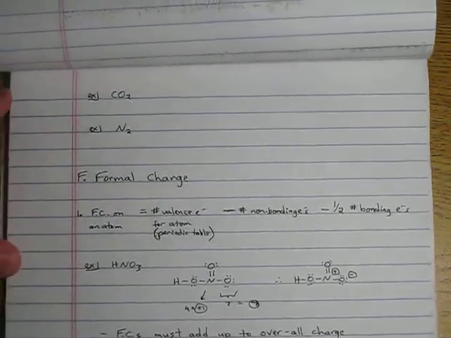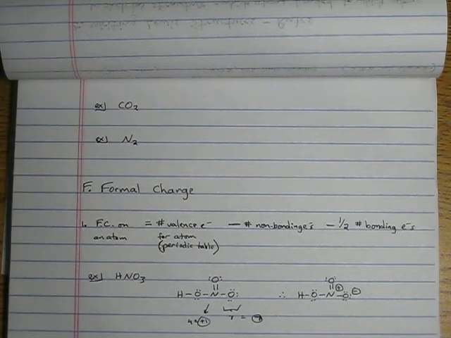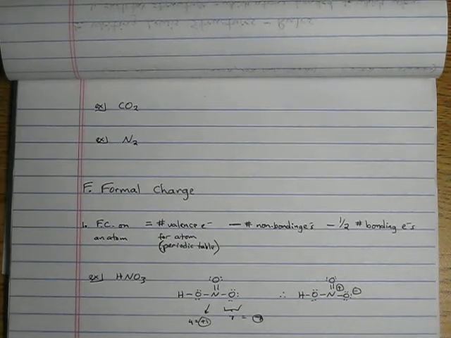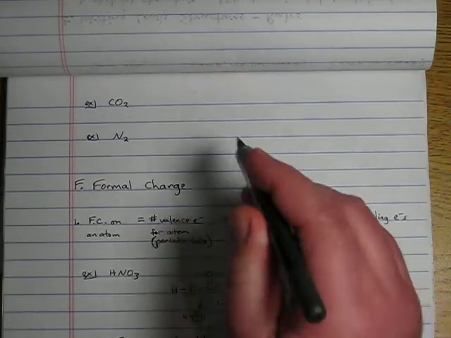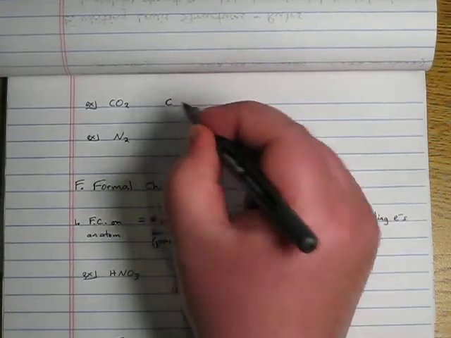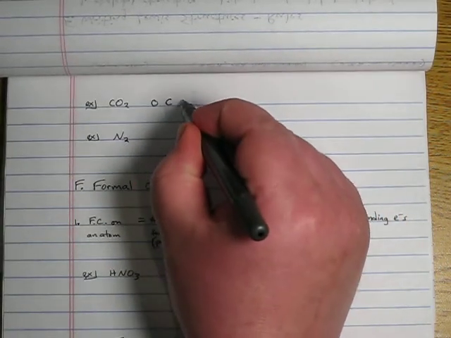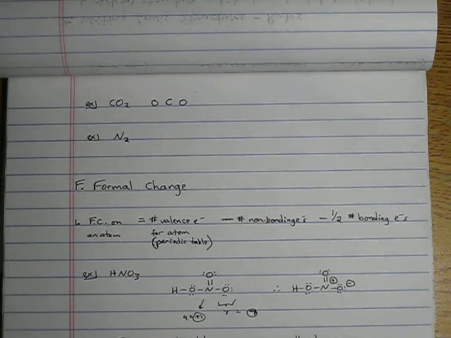We'll end this video with 2 more examples. Let's look at CO2, carbon dioxide. Alright, I think at this point you can safely assume that carbon is in the middle and the oxygens are on the outside. How many electrons total?